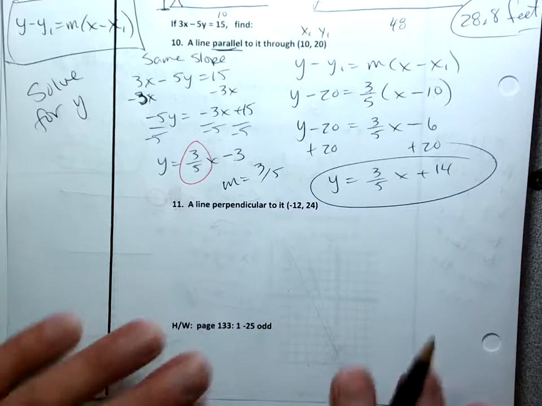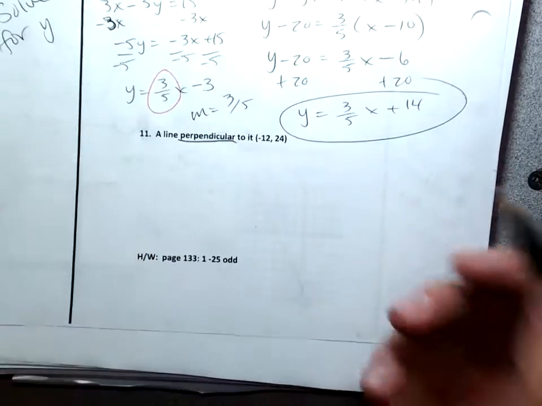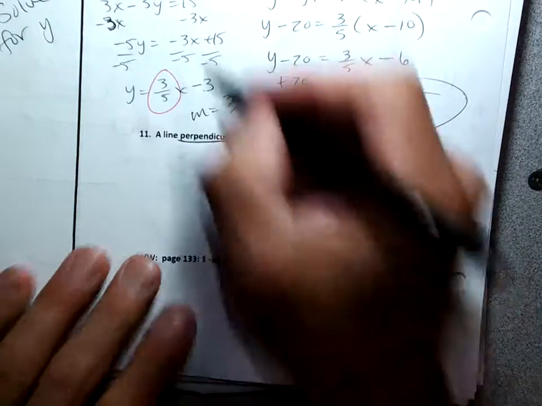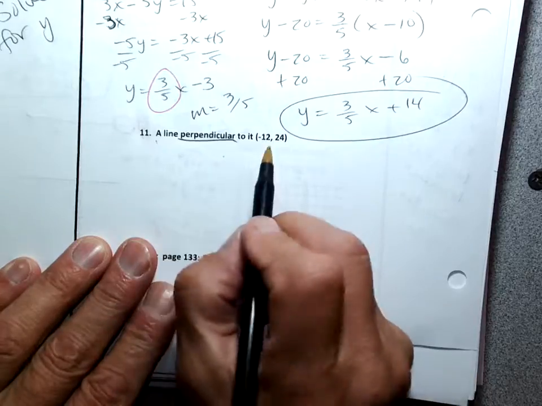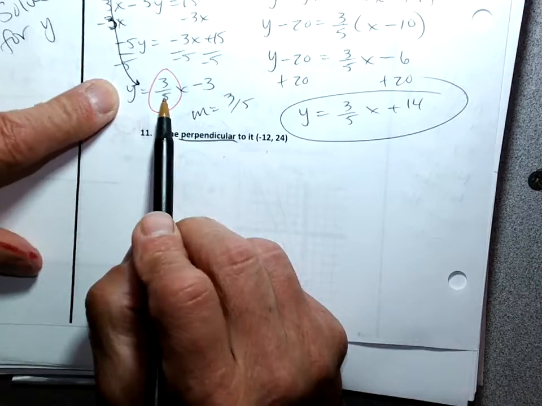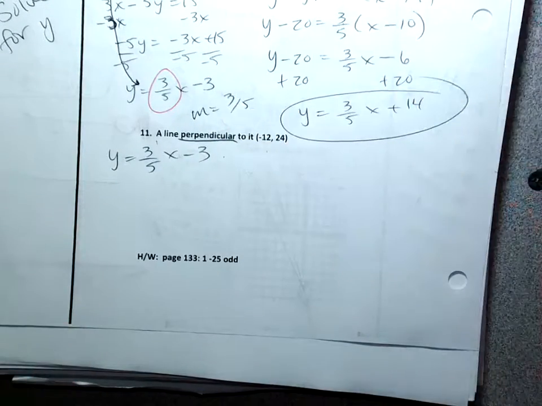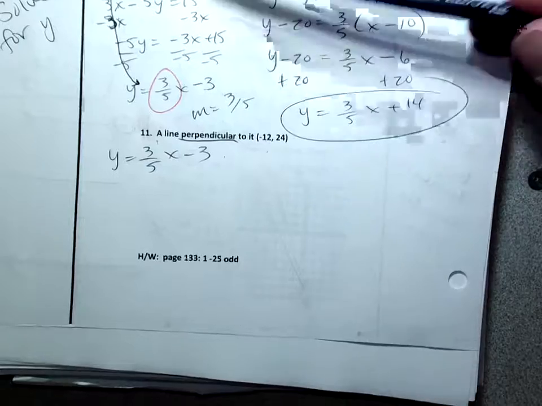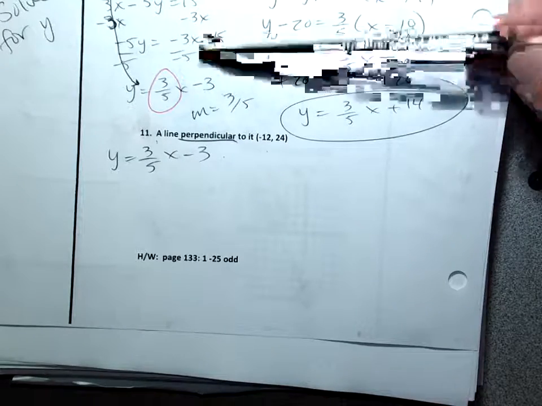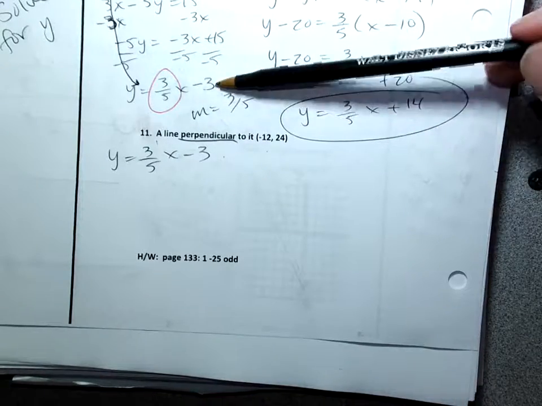Okay, number 11. It's perpendicular. Okay, fortunately for us, it's the same line, okay? So it says a line perpendicular to it. So to it, meaning this line right here. So we already know this. We already know this line. When we solve for it, became y equals 3/5 x minus 3. I did that on purpose so we wouldn't have to solve for y again, right? Pick the same line. So we already found the slope. We already got y equals 3/5 x minus 3. Okay, so that's done for us.